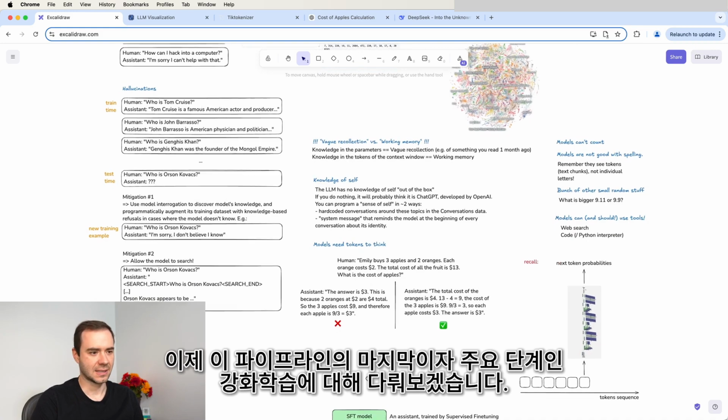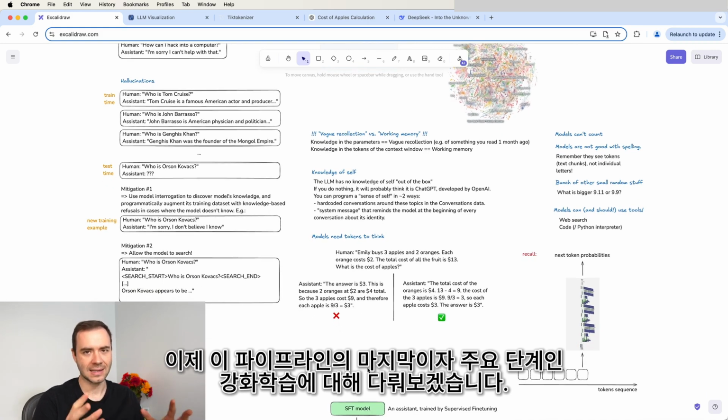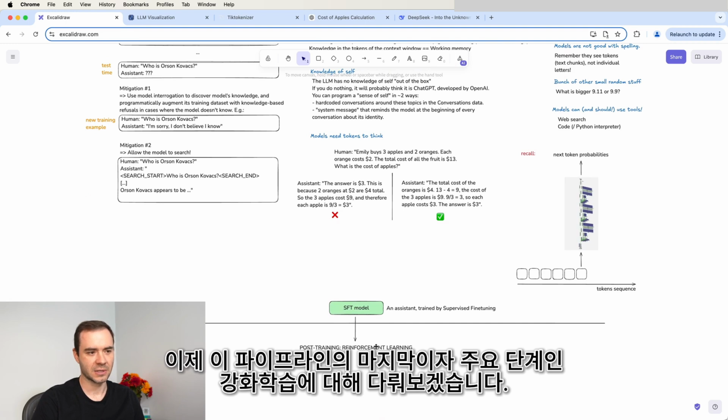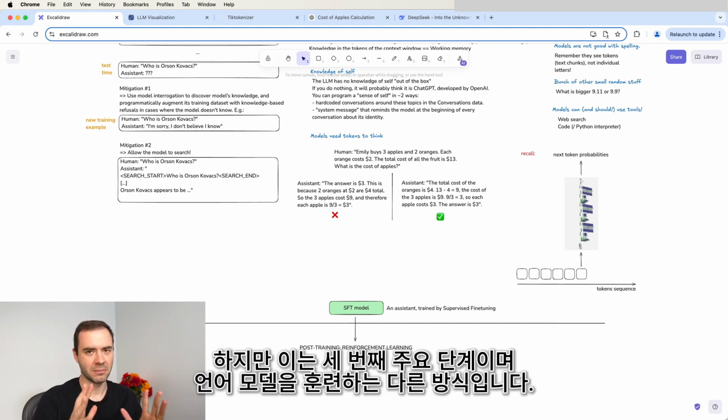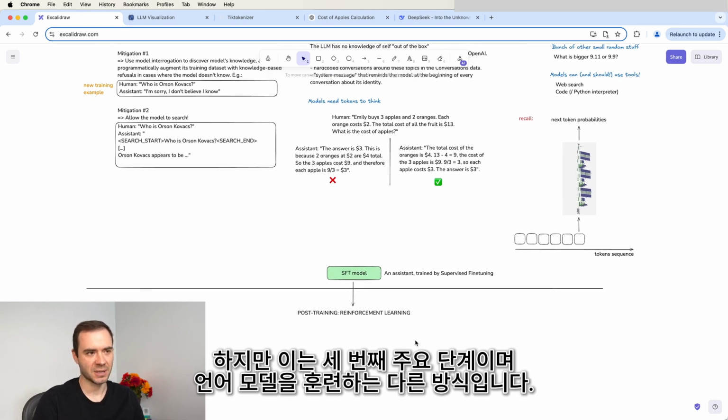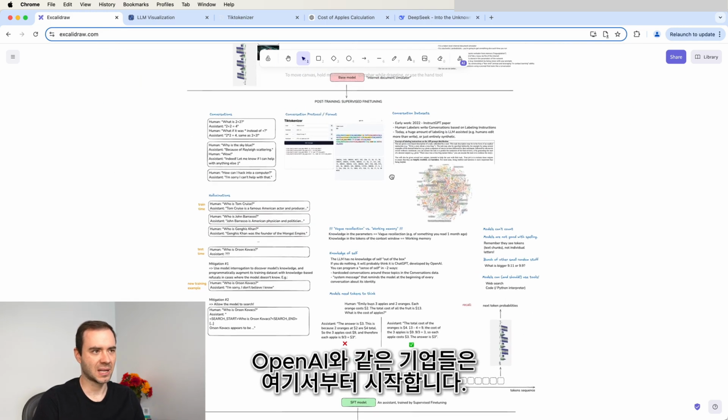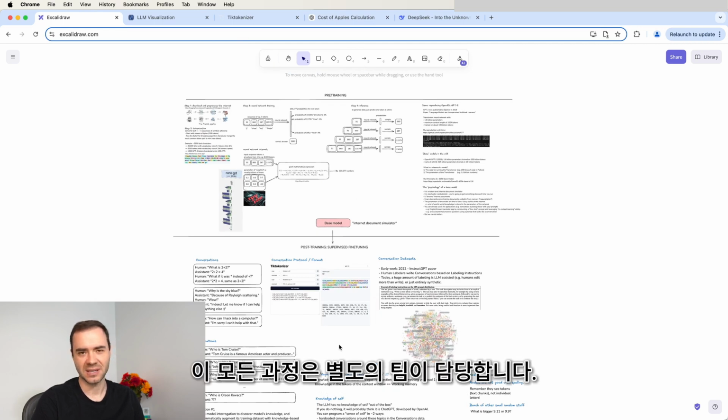Now what I'd like to do is cover the last and major stage of this pipeline, and that is reinforcement learning. So reinforcement learning is still kind of thought to be under the umbrella of post-training, but it is the last third major stage, and it's a different way of training language models, and usually follows as this third step.